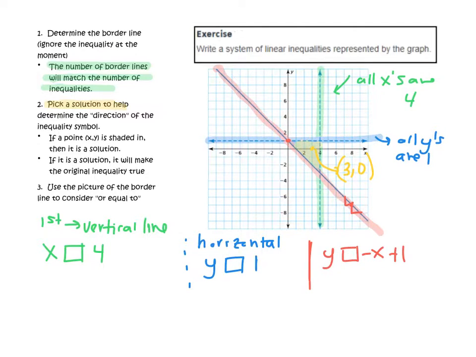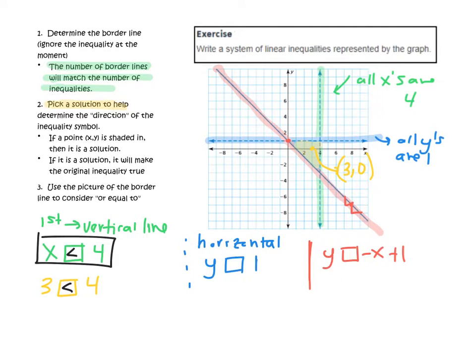So if I plug (3, 0) into my first inequality, the x value is 3, and it needs to be compared to the number 4. And since it was a solution, I need to make this true, and I know that 4 is bigger than 3. When I go back and look at the original borderline, which is green, it is dashed, so I do not need an equal to. So the first inequality was x is less than 4.